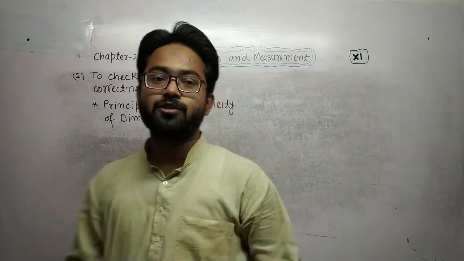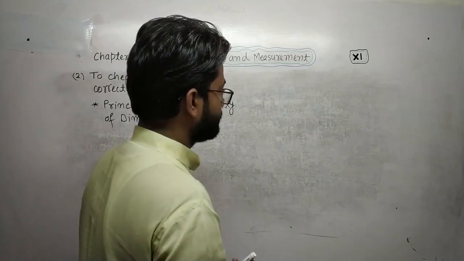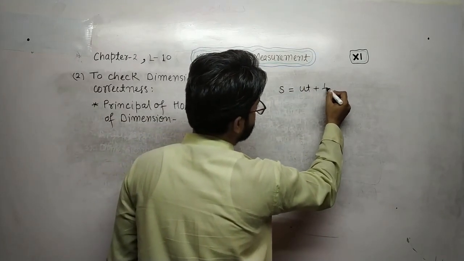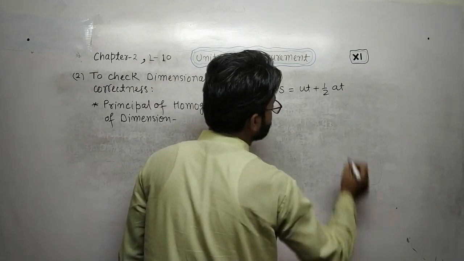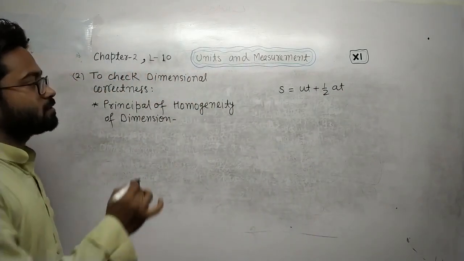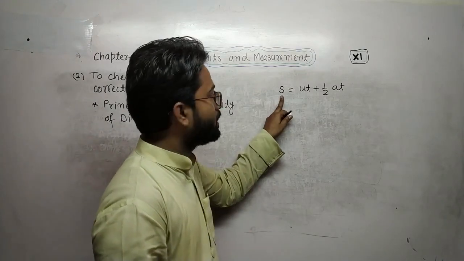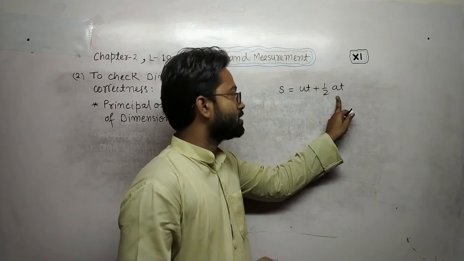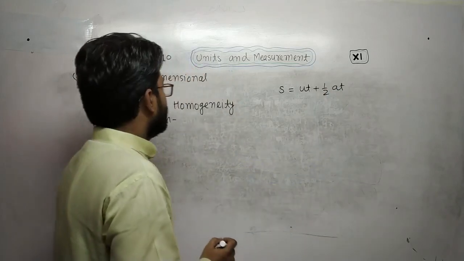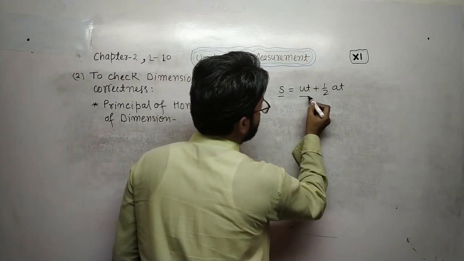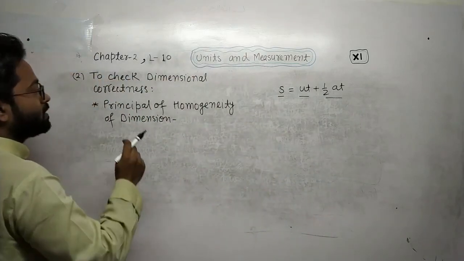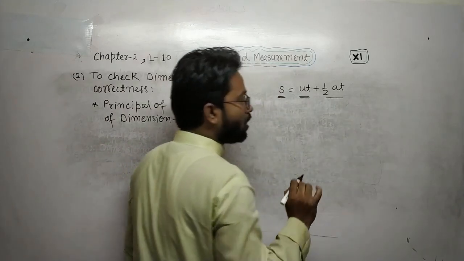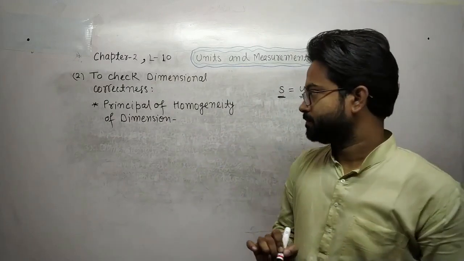What is homogeneity? Homogeneity means you can say the same. For example, S equals ut plus half at square. You all know that this is the equation of motion, where S is the displacement, u is the initial velocity, t is the time, a is the acceleration, that is constant acceleration. This is homogeneous. Why? Because all the terms have the same dimension.